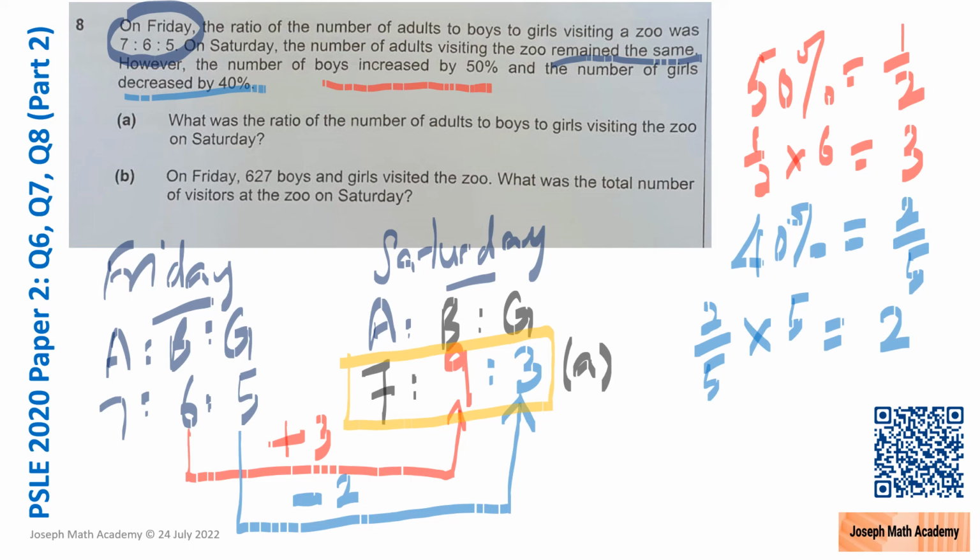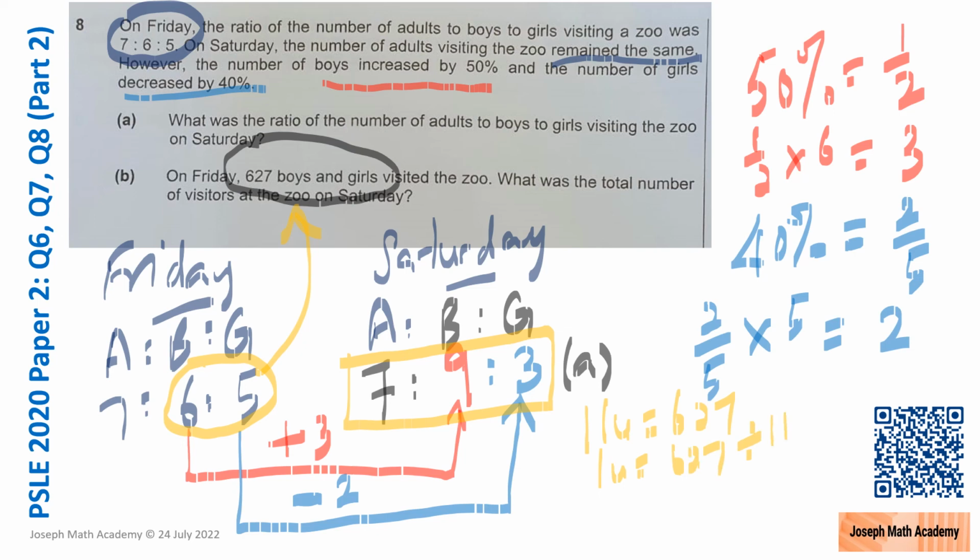Let's move on to part B. Now we were told that on Friday, there were 627 boys and girls. 627 boys and girls on Friday. Meaning, what does it mean? It means that these two add up together should be 627. So 6 units plus 5 units gives us 11. So 11 units is 627. So 1 unit is 627 divided by 11, and that gives us 57. Because we are allowed to use a calculator, it's a paper 2 question.